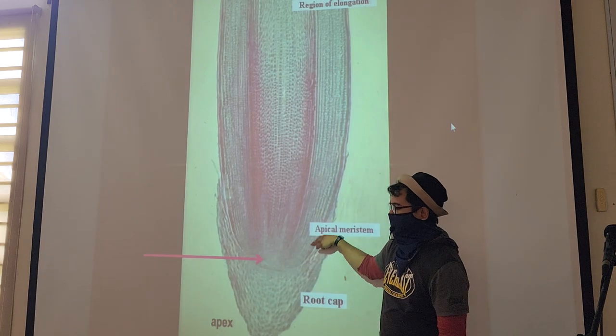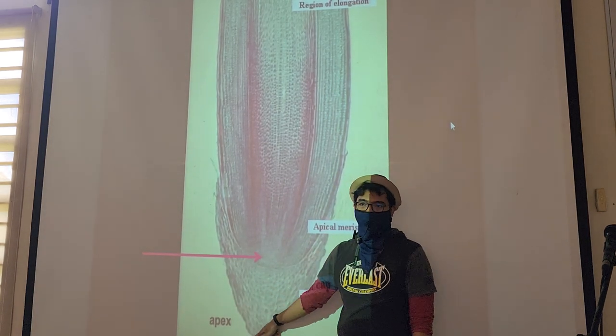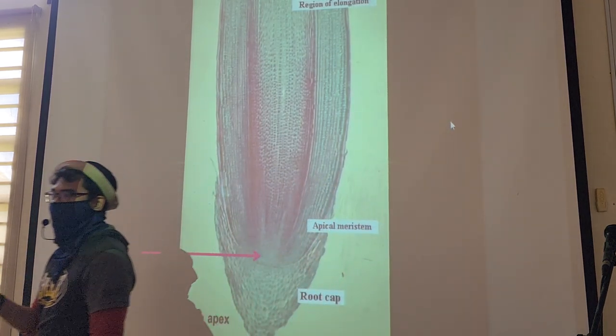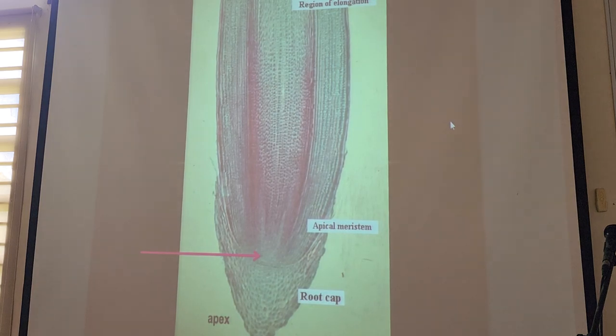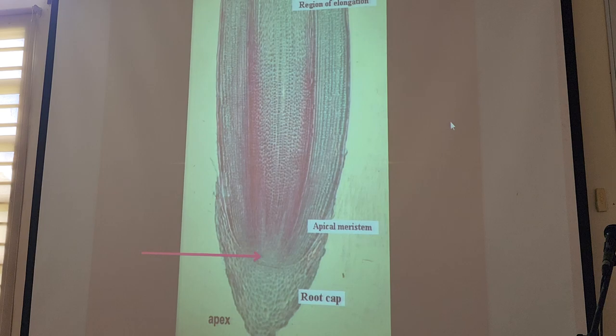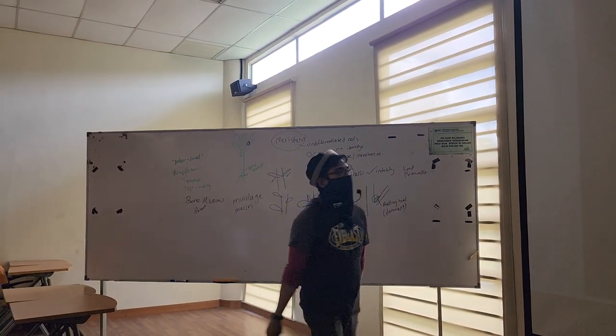This is where the meristem is located. This is the root cap. Root cap is already here for quite some time, producing a special substance to lubricate the root as it moves through the coarse soil. What is that substance? Start with M. This can be your exam question. Mucilage. Sometimes people call it mucin, something like that.